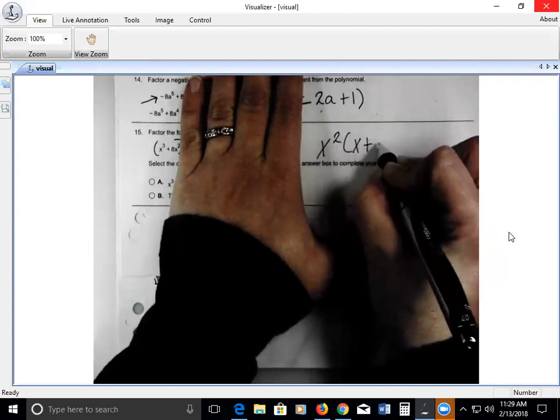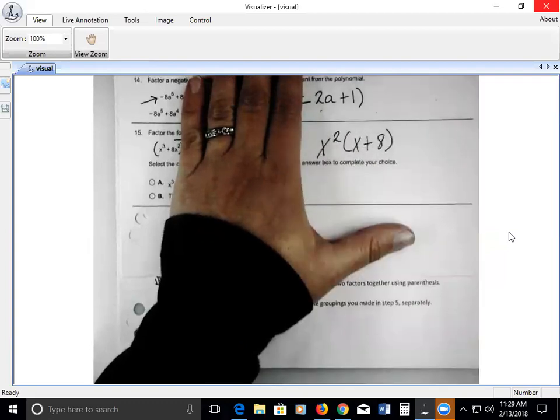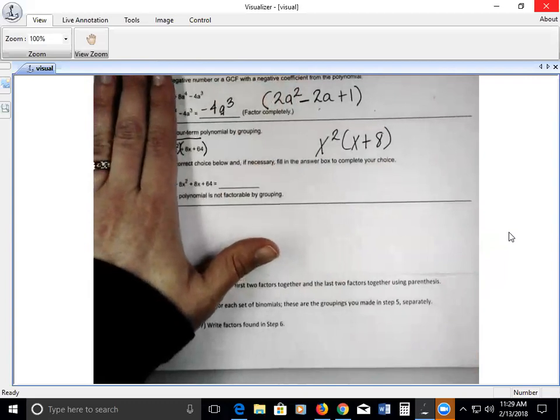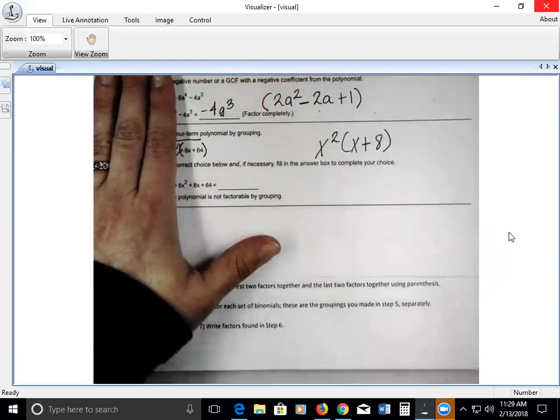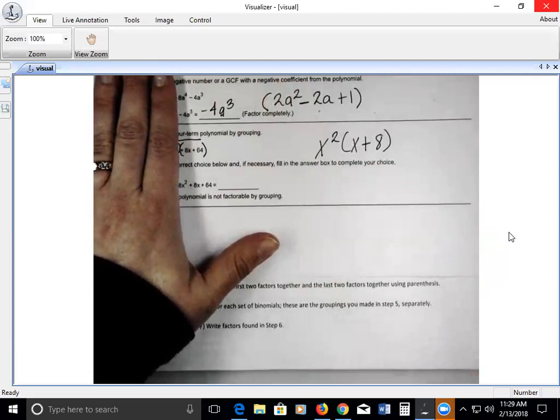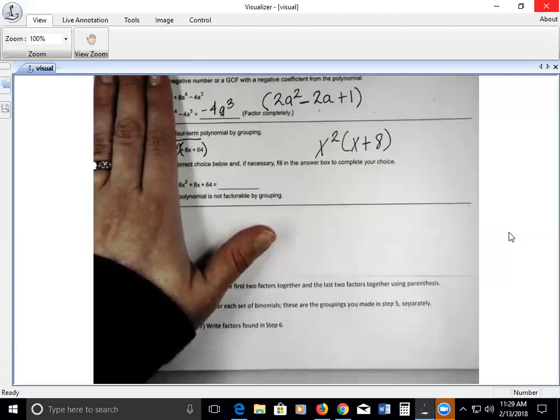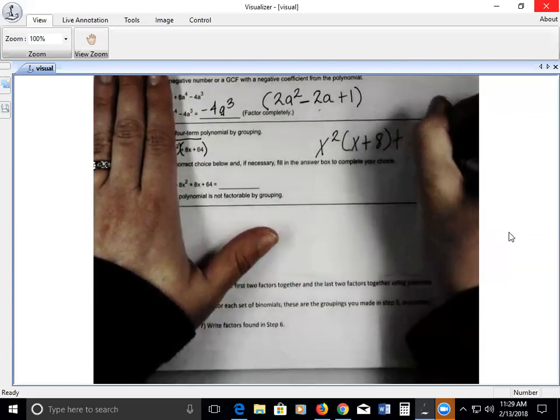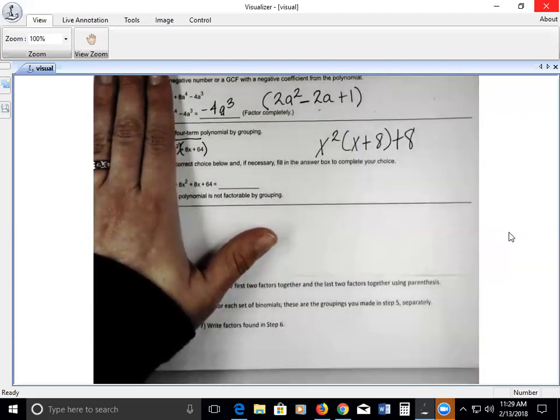X plus 8. We agree? Okay, let's look at the second one. What's here? We have a positive 8x and a positive 64. What is your GCF between 8x and 64? Is the 8 positive or negative? First term, look at the first value. The first value is positive, right? So is the 8 positive or negative? Positive. So we're actually going to express it here. Positive 8. What is your remainder?